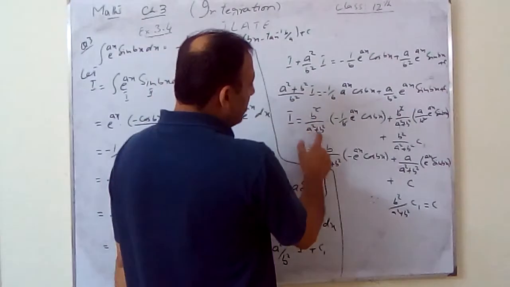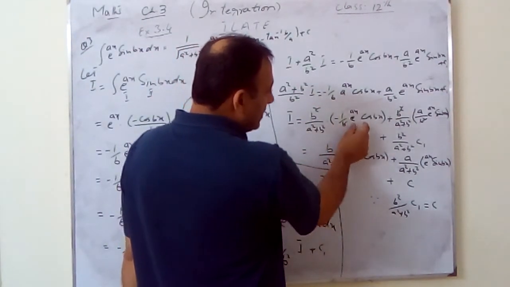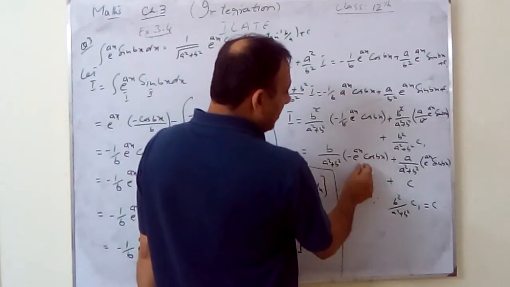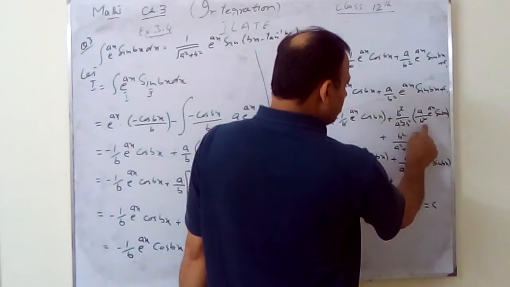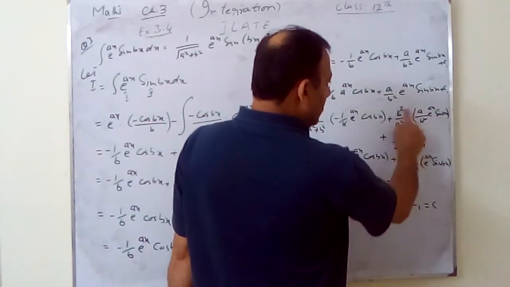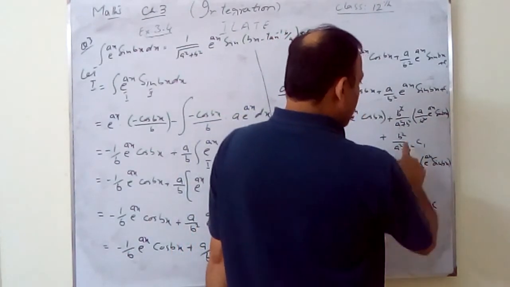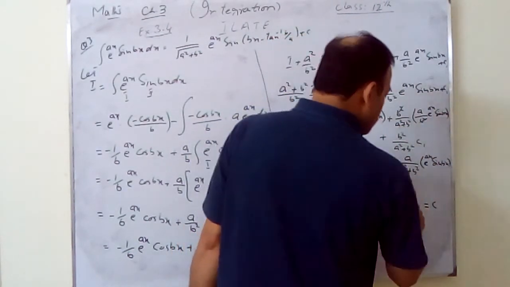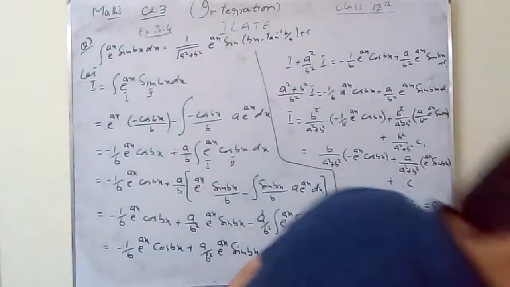So b square over a square plus b square, b and b cancel, only b over a square plus b square minus e power ax cos bx is left, plus b square cancels, so we have a over a square plus b square into e power ax sin bx, plus this is a complete constant term, so I have written that as c. Next.